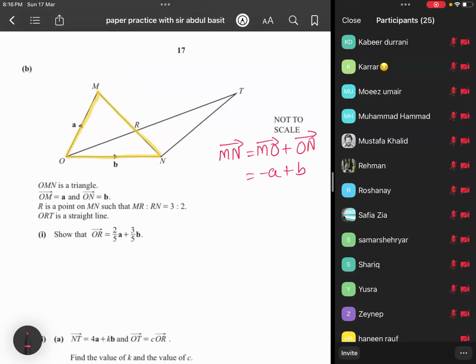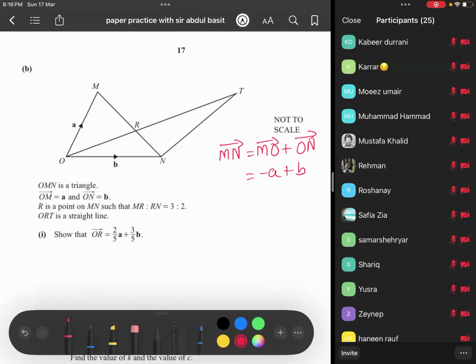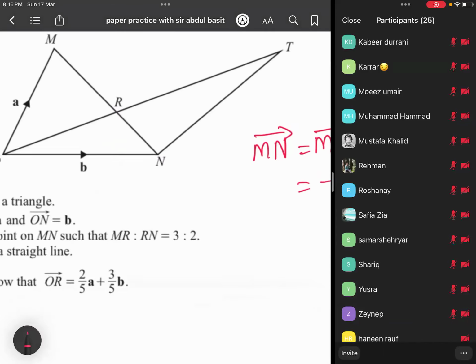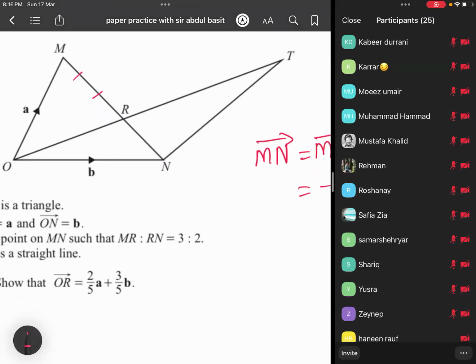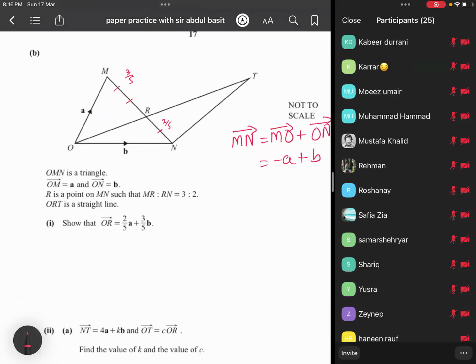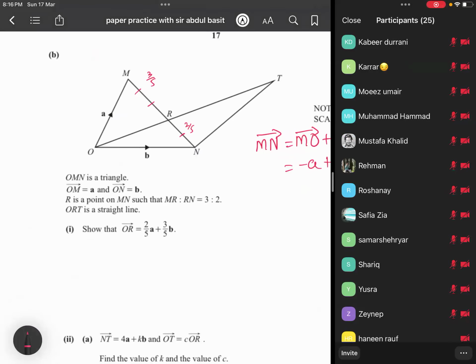Okay, then they say R is a point, let me erase this now. R is the point on the line M to N such that M to R to R to N ratio is 3:2. It means that this is 3 pieces and this is 2 pieces. Got it? It means that this is 3 out of 5 and that is 2 out of 5. Understood everybody or not? Yes, sir. So it means that technically I have MR vector, which would be 3 out of 5 of what?